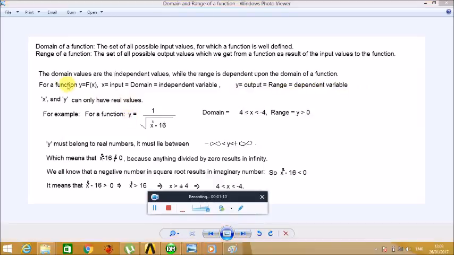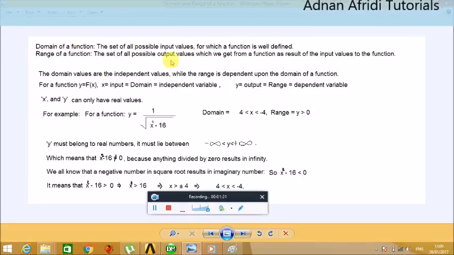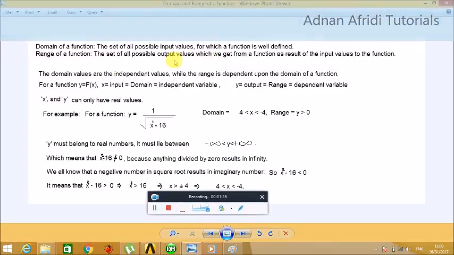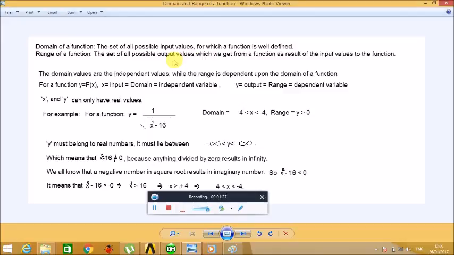So if we have a function y = f(x), then variable x represents the domain, f represents the function, and y is the dependent variable, which is the range of the function. The domain values, which are the input values to the function, must be such that they result in output values which are well defined real numbers.